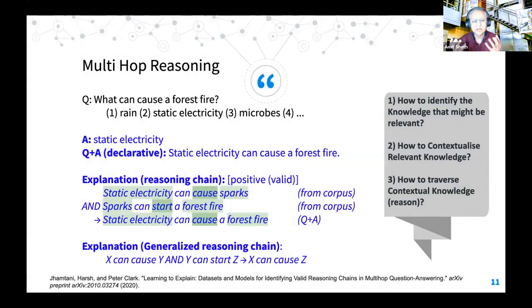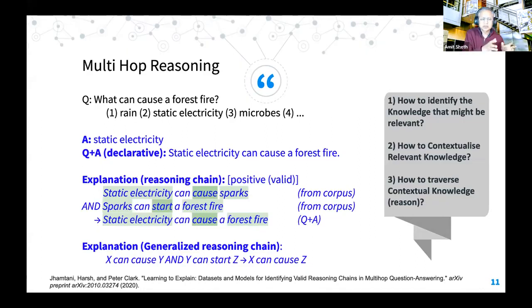The other example is that of reasoning. So here you have an educational scenario, and then the question is, what causes forest fire? And you have some options. The answer is static electricity.